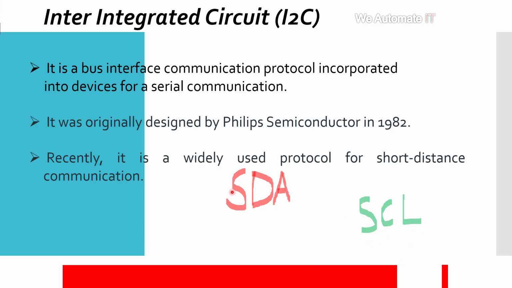The serial data line is used for transferring data, and the SCL, the serial clock line, is used for providing the clock pulses. One very important thing is that both these lines are bidirectional. Bidirectional means they can communicate in both directions.